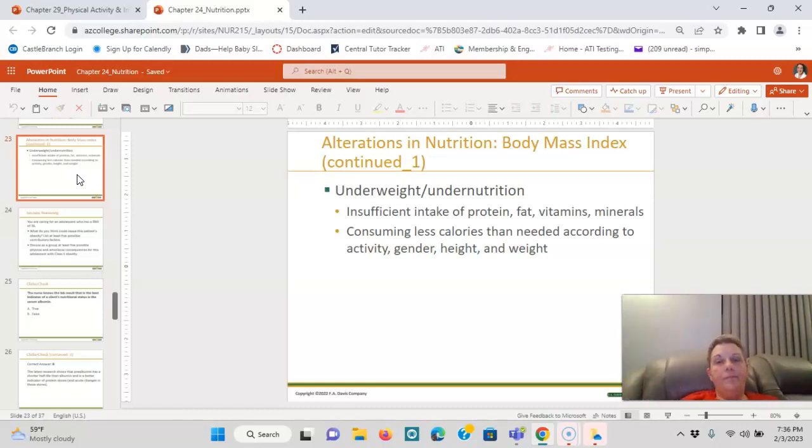Undernutrients. Teenager with anorexia. They are activity heavy to burn whatever calories they have eaten. They are throwing up so that they don't have. They're restricting calories. Okay? You'll get more of that in mental health.